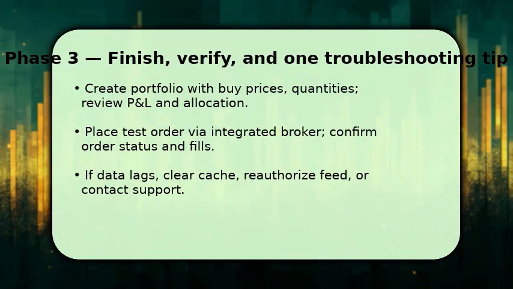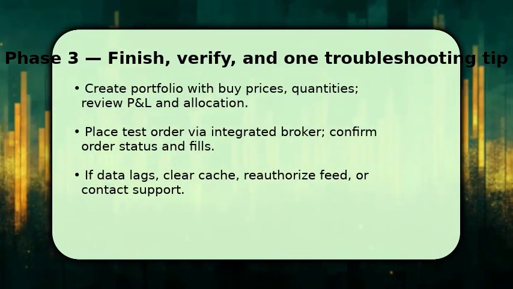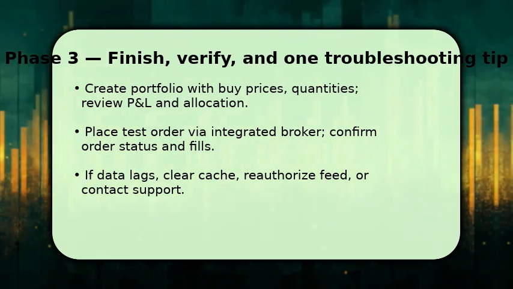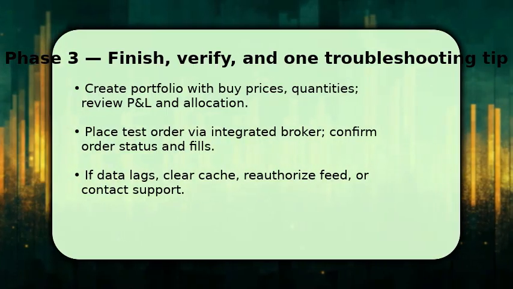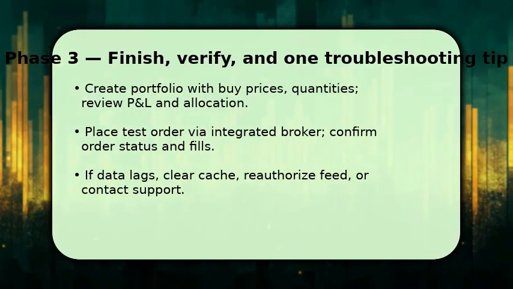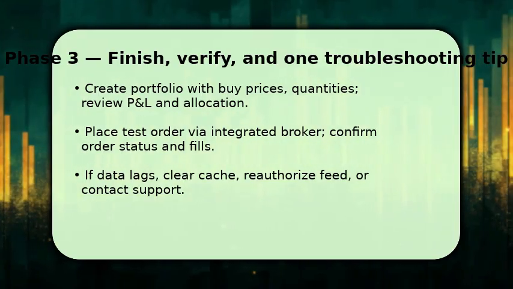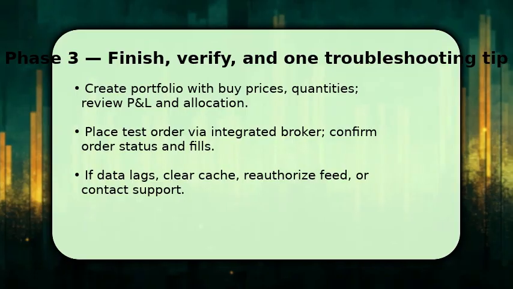You complete the process by setting up your portfolio and practicing orders. Enter buy prices and quantities to get live P&L, allocation, and sector exposure. This helps manage risk. Next, place a small test order through the linked broker to confirm order routing, status updates, and fills. Once verified, scale up gradually.